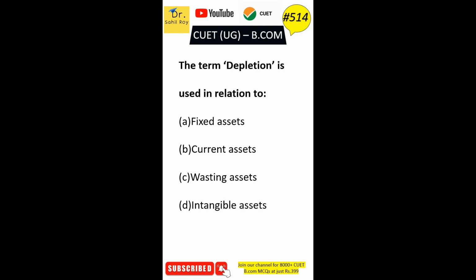The term depletion is used in relation to dash. Option A, fixed assets. Option B, current assets. Option C, wasting assets. Option D, intangible assets. इस क्वेश्चन का सही आंसर है the term depletion is used in relation to wasting assets. Option C is the correct answer.